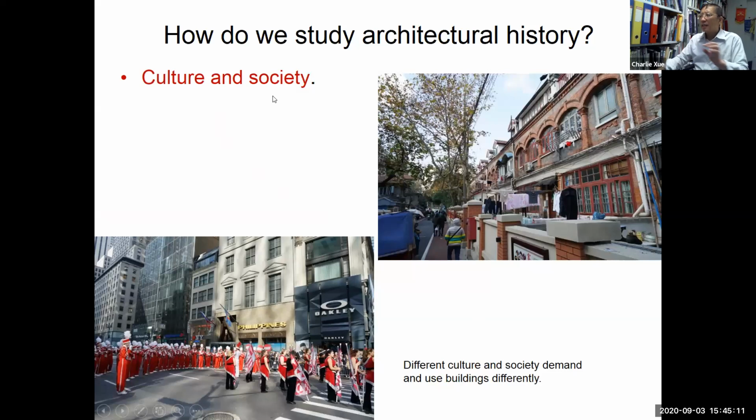And culture and society are different. This is in Shanghai. This is in New York. And why do people use the brick wall in this way? This is the street. Why do they use the street in that way? That relates to culture and different societies.